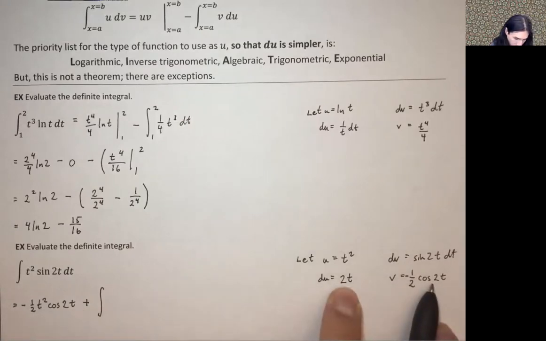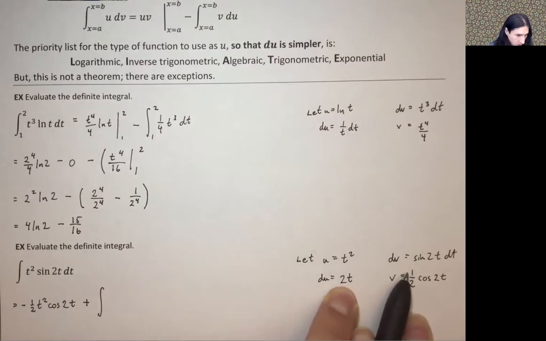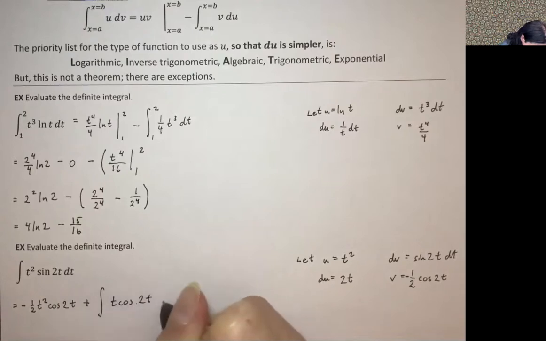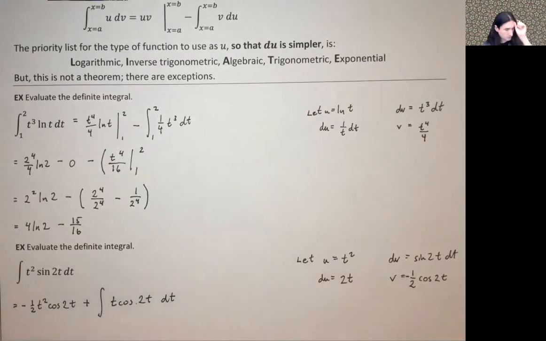And then we'll have this times this. Negative sign's already been taken care of. So 2 times a 1/2 also cancels out. So I'm left with t cosine 2t dt. Okay, a little bit of algebra there.